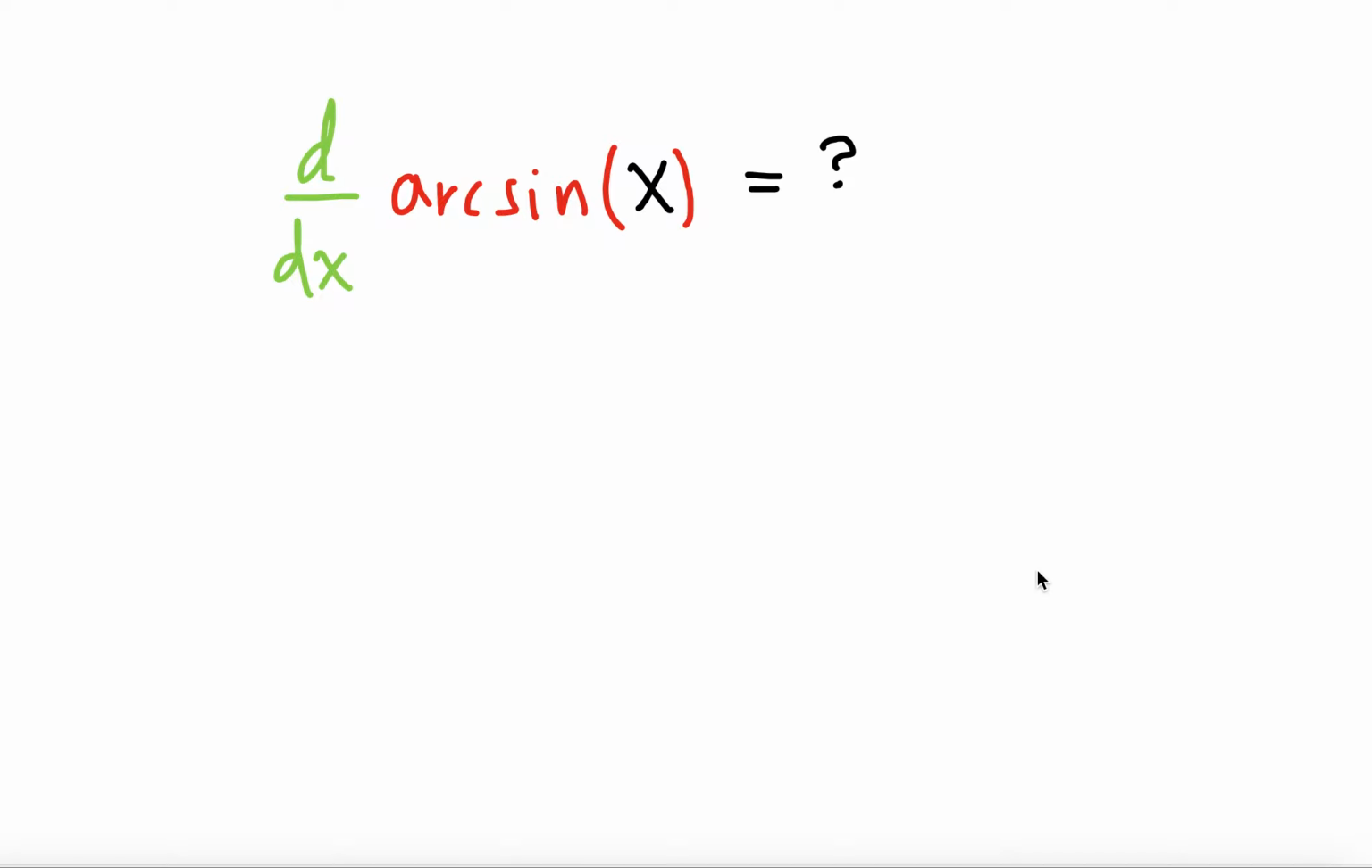Here I have the derivative with respect to x of arcsin of x, or the inverse sine of x. What is it? And is the result we're going to derive obvious or not? We're going to take a look at this through the language of implicit differentiation and our two favorite properties, the chain rule and the language of operators.